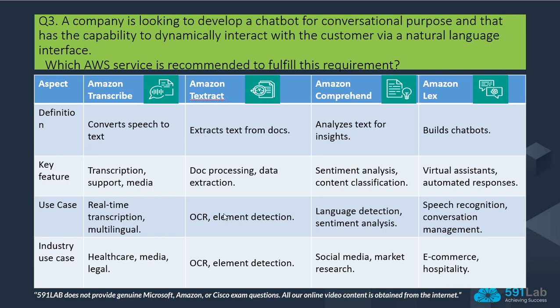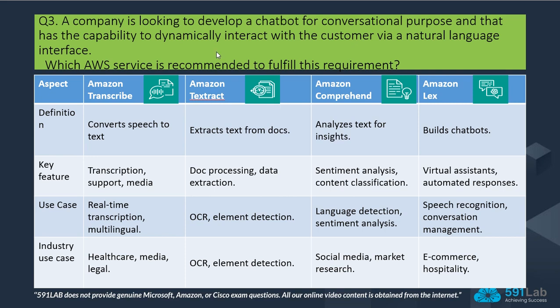In this case also, I have tabulated each and every service with some of the features and definition. Amazon Transcribe converts speech to text. Amazon Textract extracts text from docs. Amazon Comprehend analyzes text for insights. And Amazon Lex is used for building chatbots. In terms of industry use case, Amazon Transcribe is used for healthcare, media, and legal. Amazon Textract is used for optical character recognition, element detection. Amazon Comprehend is used for social media, market research. Amazon Lex is used for e-commerce and hospitality.